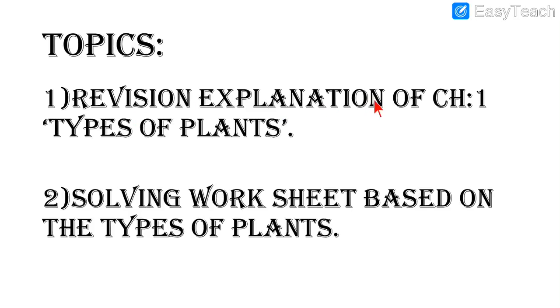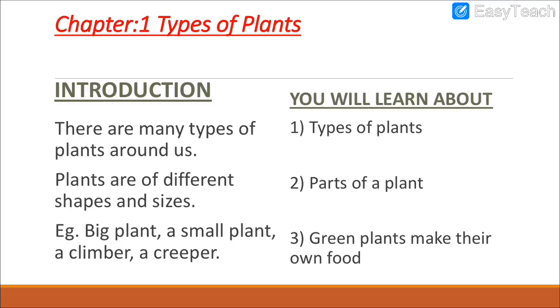And after we complete the revision explanation of lesson 1, we will solve the worksheet based on types of plants. After understanding this lesson, we will solve the worksheet based on the same explanation. So, let us start with the explanation of types of plants. So, this is the heading of the lesson, chapter 1, types of plants.